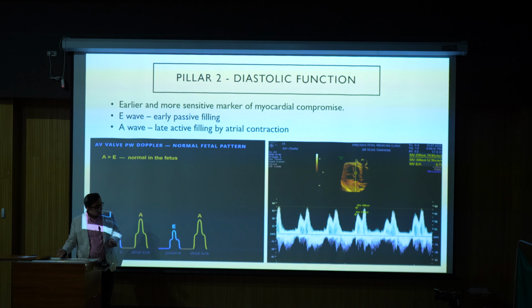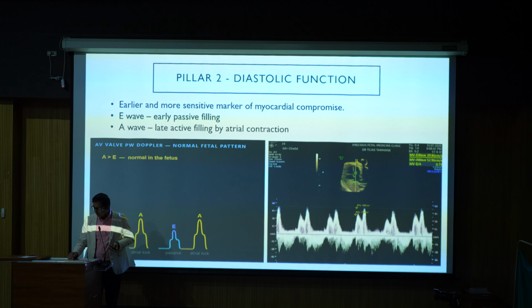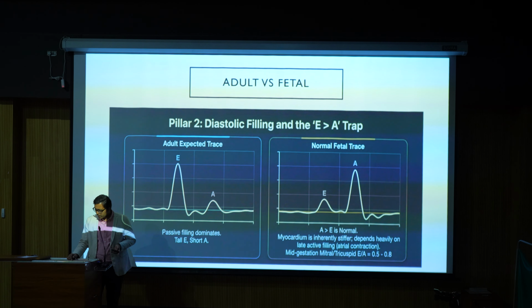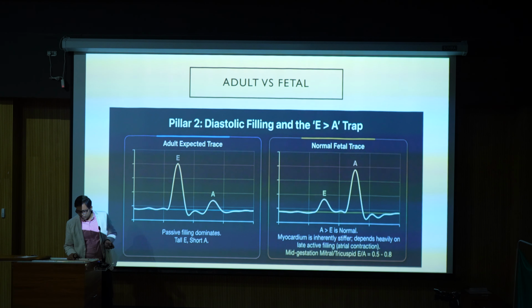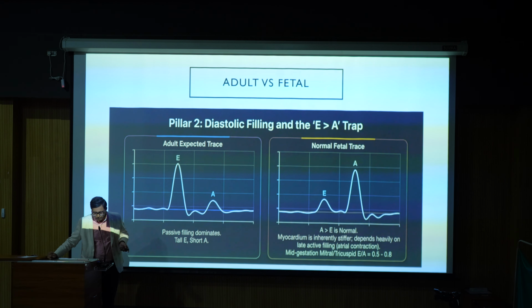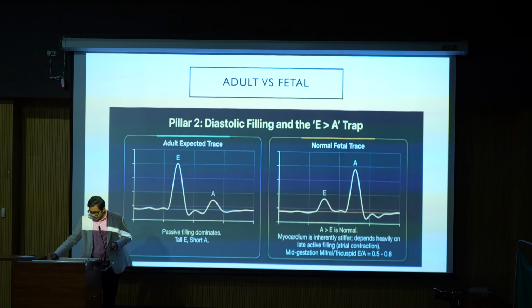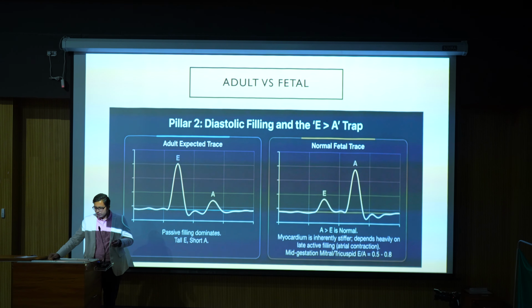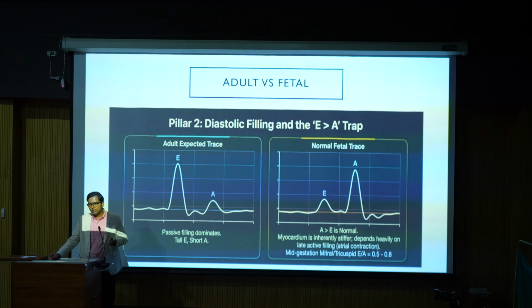So again, for this diastolic function, you don't have to remember any equations. Just take a proper waveform, measure the E wave and the A wave, and the machine will calculate the final EA ratio. In this case, you can see it is around 0.75. As I said, in adults it is exactly the reverse: the E wave will always be taller than the A wave. But in fetal life, throughout gestation, the E wave is smaller and the A wave is taller in the EA waveform pattern.